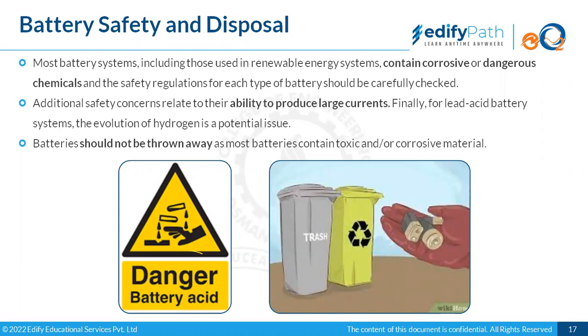Additional safety concern related to the ability to produce large currents. Finally, for lead acid battery systems, the evolution of hydrogen is a potential issue. Batteries should not be thrown away, as most batteries contain toxic and corrosive material. As we said, they contain corrosive material, they are very harmful if disposed anywhere. Lying there, they could develop certain conditions which could cause fire.